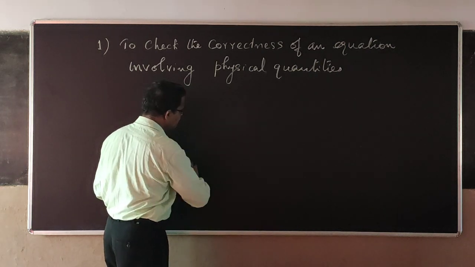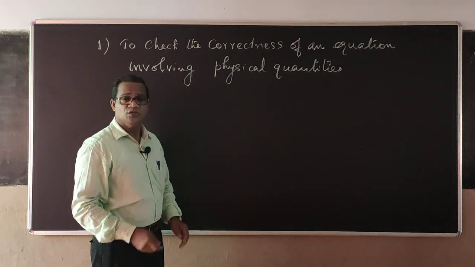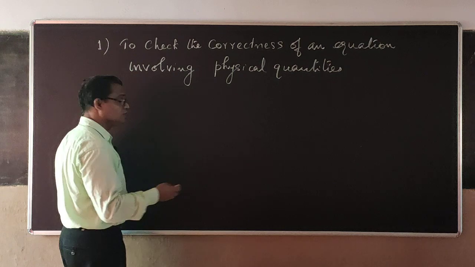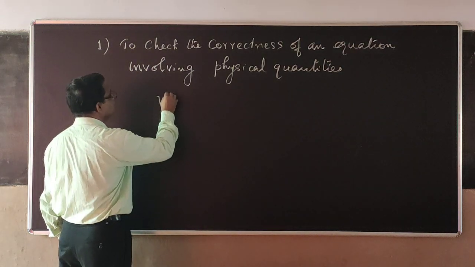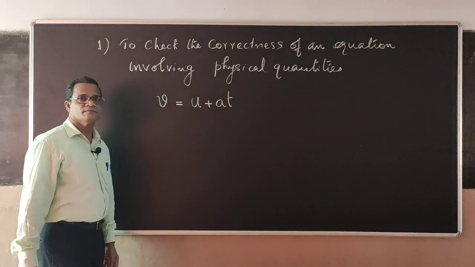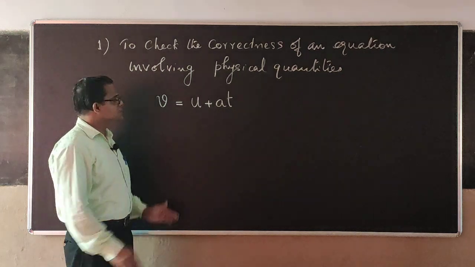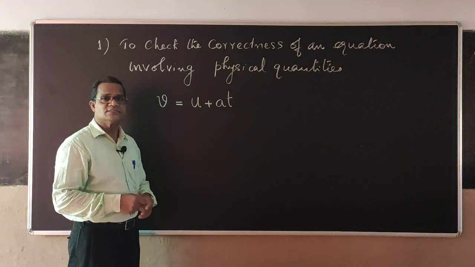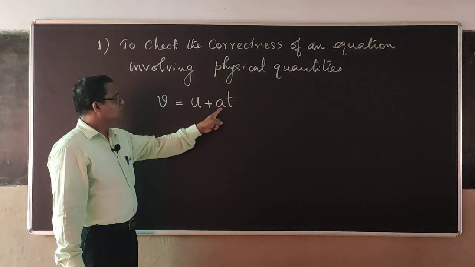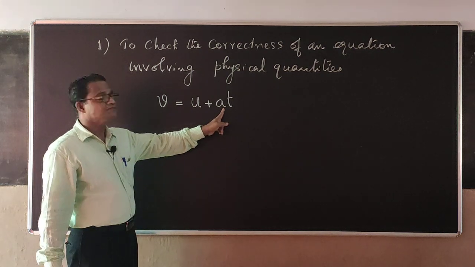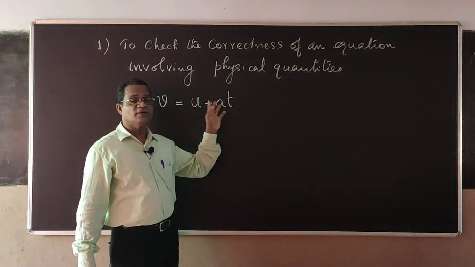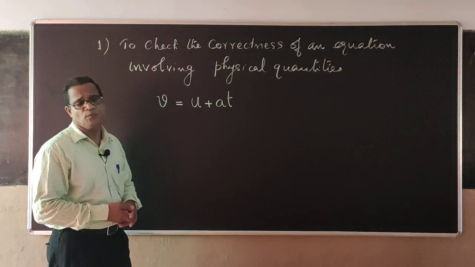Now, in physics, you studied many equations in the lower classes. Basically, the first equation, as far as you are concerned, is coming like v equal to u plus at. This is an equation in physics, and we all know that it is the equation for the final velocity of a body which is uniformly accelerating, starting with an initial velocity u, after time t seconds. All these things you know.